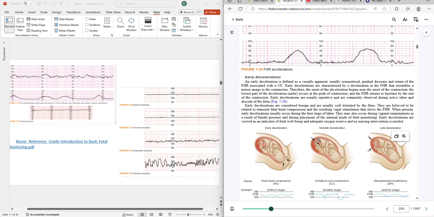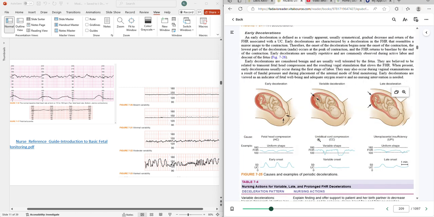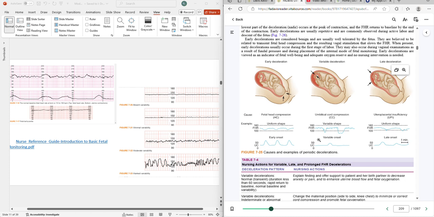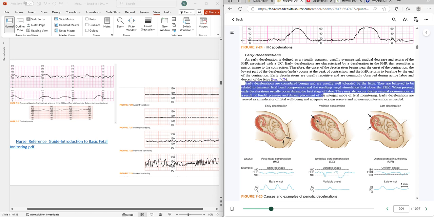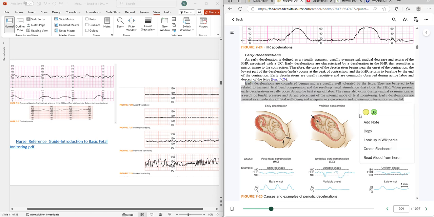Early deceleration. So what is an early deceleration? This is when it's a mirrored pattern with the contraction. So you can see this here. They're considered benign, not really anything to worry about. Just watch and make sure everything's okay.